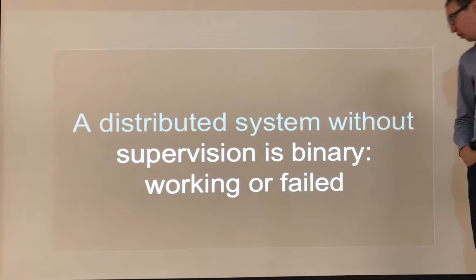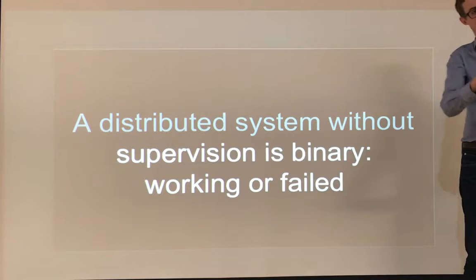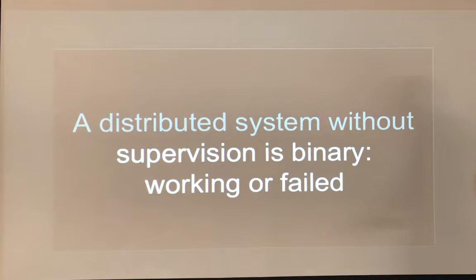A distributed system without supervision is a binary thing. It either works or it's failed, and you can't inspect any more deeply into it to understand what's failed. So, what do we mean by supervision? Well, we mean that a process either is capable of dealing with an error when it occurs, or it's able to delegate dealing with that error up a supervision hierarchy to something else that can deal with it.